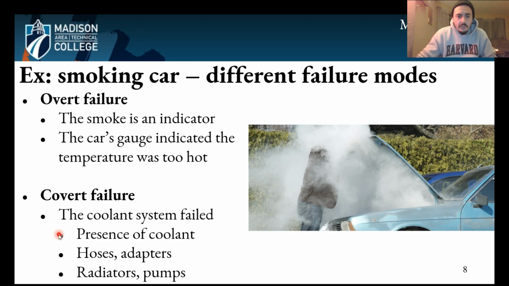So is there coolant? The presence of the coolant. If there is no coolant, of course the coolant system's not going to work. That's the very first thing he's going to check, or anybody who's going to troubleshoot this manually. Then we're going to look at components that are a little easier to see and test: hoses, adapters, and then eventually bigger components, radiators, and pumps.